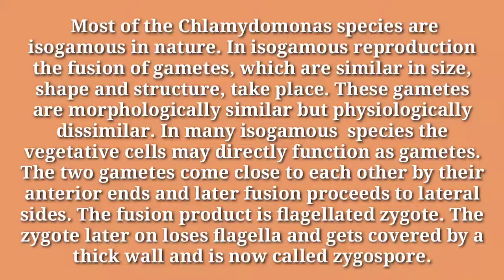The two gametes come close to each other by their anterior ends and later fusion proceeds to lateral sides. The fusion product is flagellated zygote. The zygote later on loses flagella and gets covered by a thick wall and is now called zygospore.